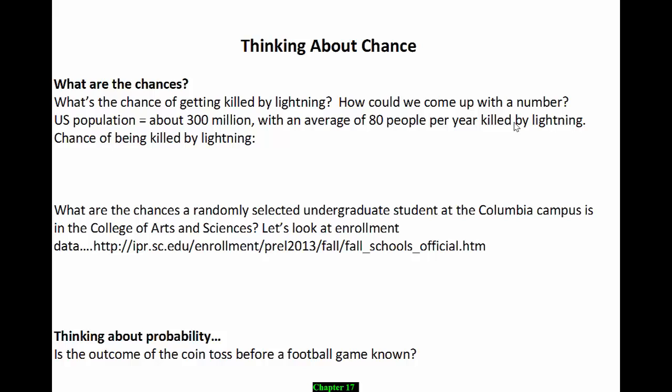What is the chance of getting killed by lightning? How could we come up with a number for this? Well, we know the U.S. population, roughly, is about 300 million, and we have an average of 80 people per year killed by lightning. So what are the chances of being killed by lightning? Well, we could take 80 divided by 300 million.